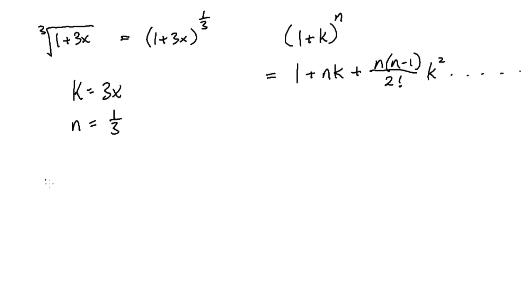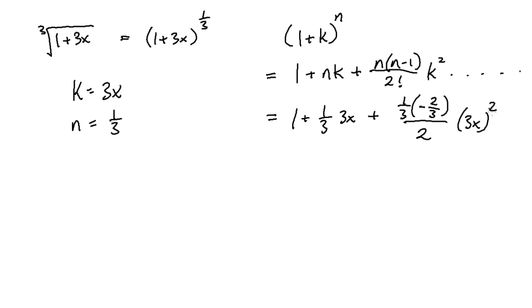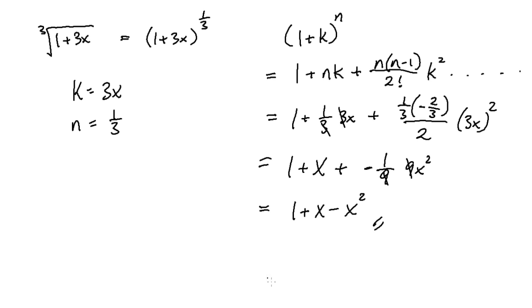And so the expression here is 1 plus a third of 3x plus a third of minus 2/3 over 2 times 3x squared, and here the 3 cancels, so 1 plus x plus, this is minus 2/9 divided by 2, times 9x squared, and the 9 cancels, and so it's left with 1 plus x minus x squared, and that is the first three terms.